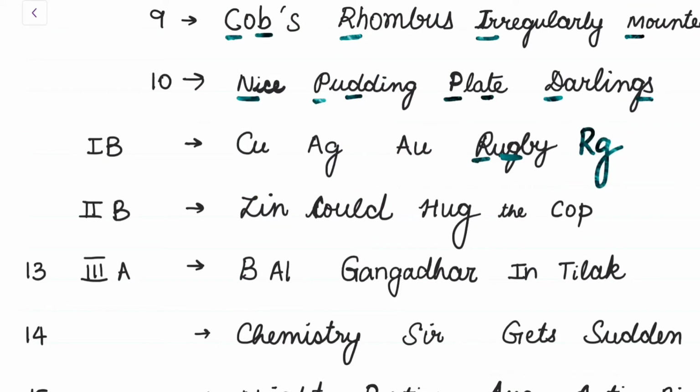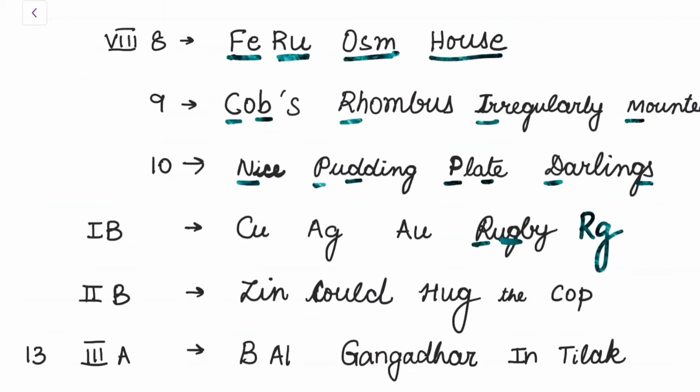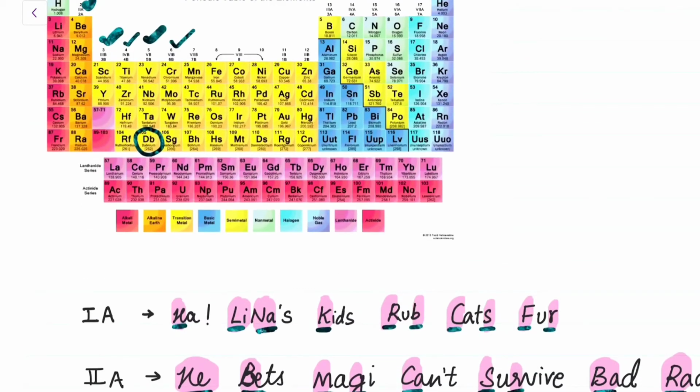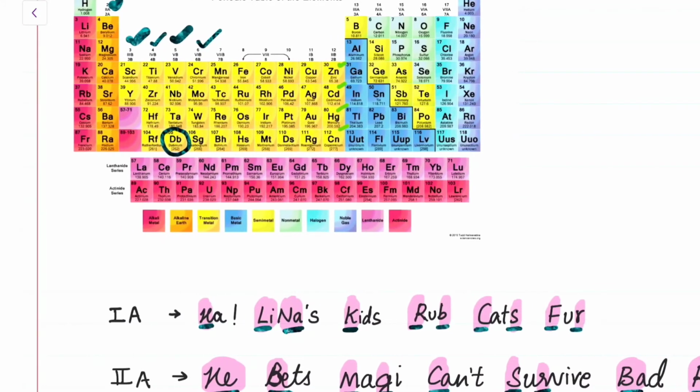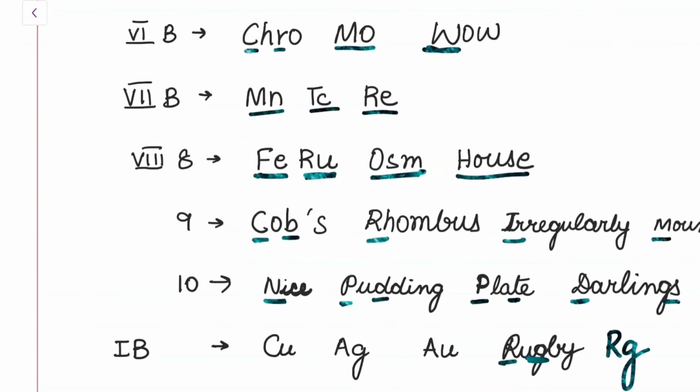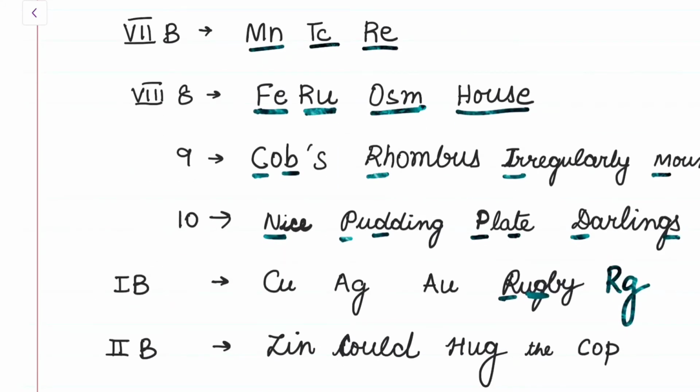So next is the 2B group of elements. That was again showing you in the periodic table. It is zinc, cadmium, mercury, copernicium. So for this, the trick is Zin could hug the cop. Zin is a person and he could hug the cop.